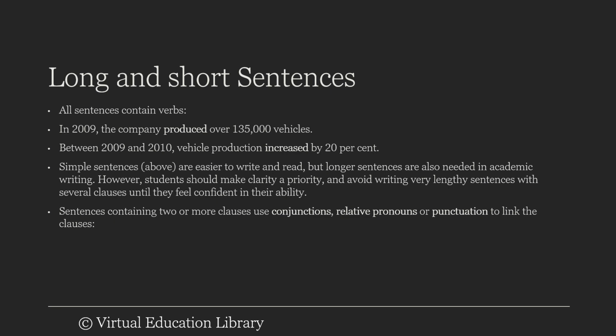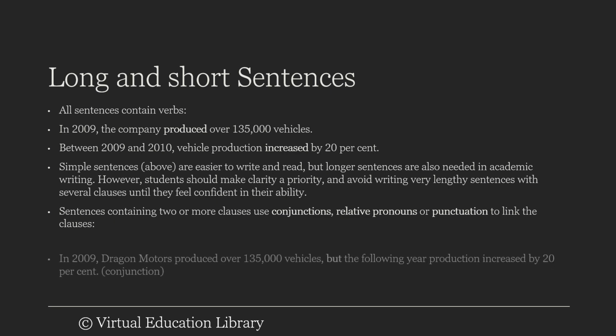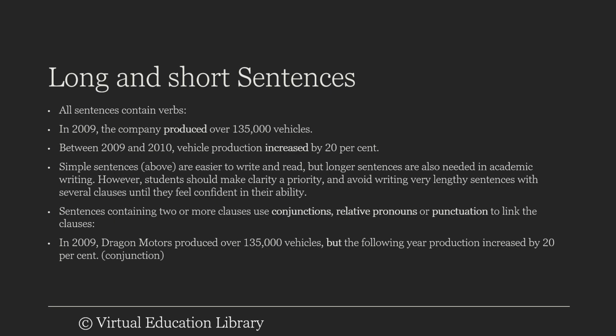Sentences containing two or more clauses use conjunctions, relative pronouns, or punctuation to link the clauses. You can see here that in 2009, then there is a punctuation, Dragon Motors produced over 135,000 vehicles. Then it is joined by the conjunction, which is but, the following year production increased by 20%. So the but was a conjunction.